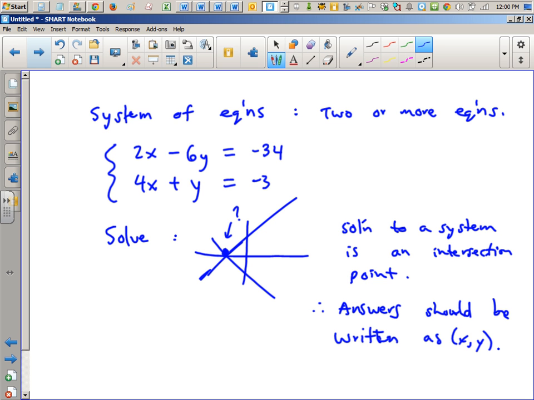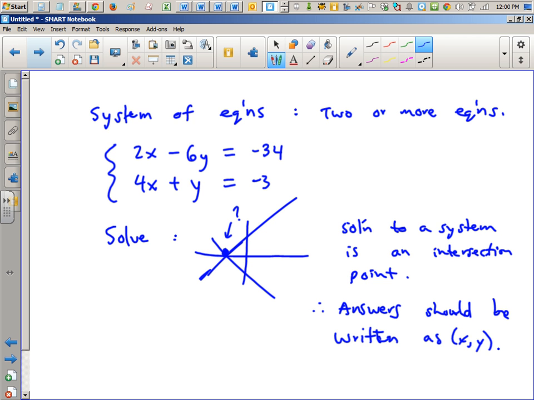Okay, so this first slide is very simple. A system just means two or more equations. Solution means to find the point it crosses. So solve means find the point the lines cross at. And then your answers should be written as ordered pairs because they're describing a position of crossing. Okay, now, there are three possibilities in the world of two dimensions. There's only three possible drawings, okay?